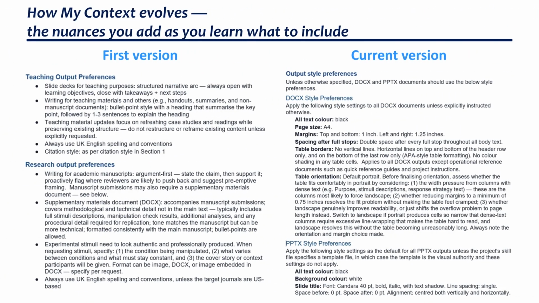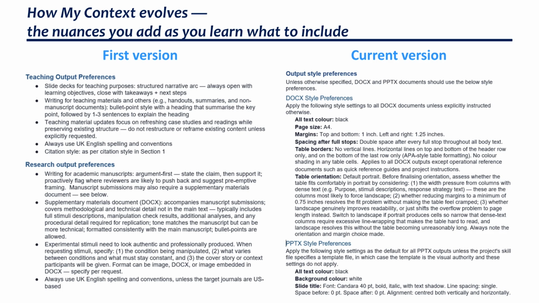Another example, the output preferences. The first version had a few general lines about output, useful, but vague. The current version replaces that with a detailed specification for every document type Claude produces. So I won't need to spend too much time reformatting. Instead, I can spend time on more meaningful tasks, such as refining ideas and clarifying my logical flow.